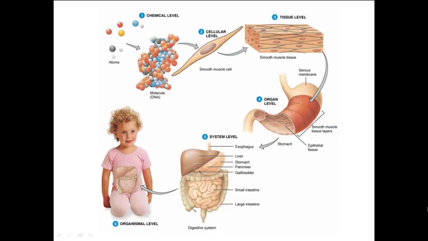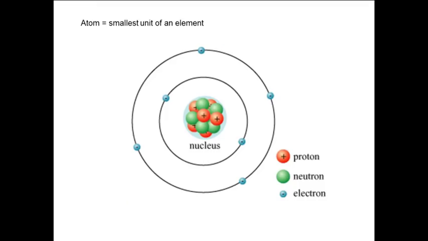Not only are living organisms made of atoms, but everything is too. So the computer that you're looking at, the chair you're sitting on, everything is composed of atoms. So first of all, we better learn what atoms are. An atom is the smallest unit of an element. An element is matter that cannot be subdivided into anything else.